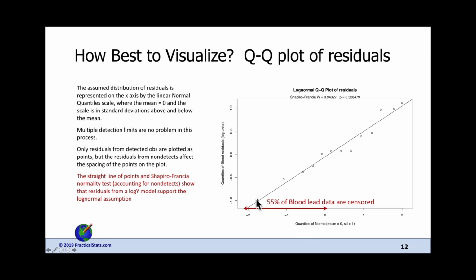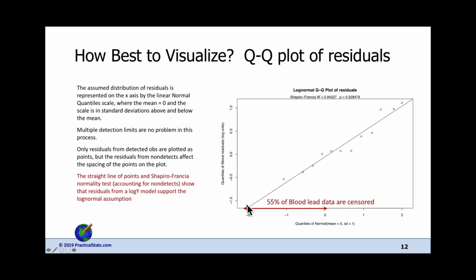We don't have points here for the non-detects because we don't have the unique number that would be needed to plot them. But what we do have is the proportion of them. So we know that there were 55%. That goes up to about a value of 0 on quantiles of a normal distribution. The mean and median are at 0. And so the lower half of the data are mostly non-detects.